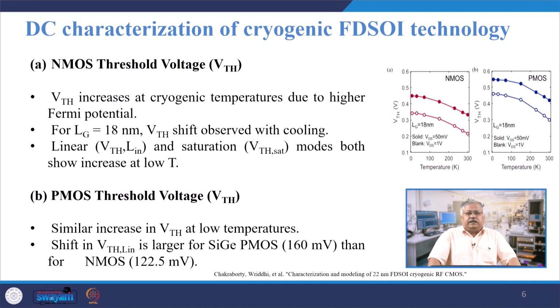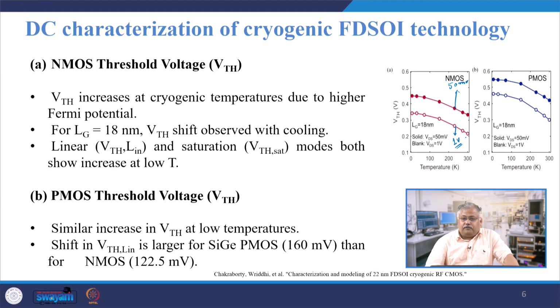Now, let us look at the DC characterization of FDSOI. When I say DC characterization, I need to find out the NMOS threshold voltage and PMOS threshold voltage. On the right hand side, I am plotting threshold voltage on the y axis and temperature on the x axis, both on the linear scale, and I am trying to plot the value of the threshold voltage with varying temperature, right? The solid one is for 50 millivolts, and this one is for 1 volt.